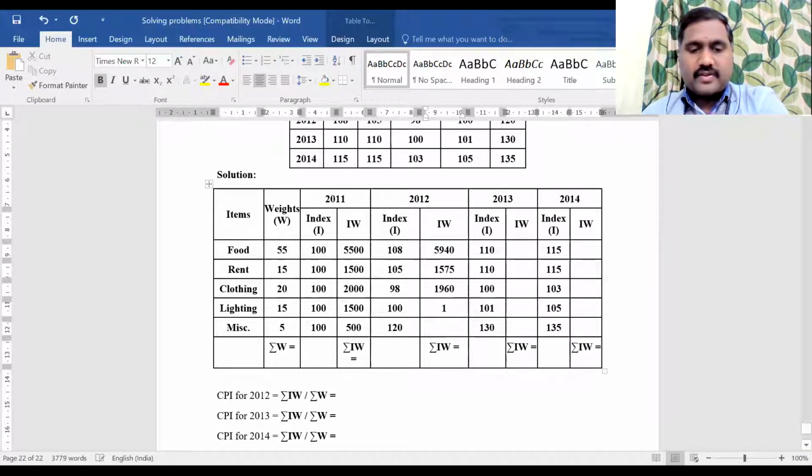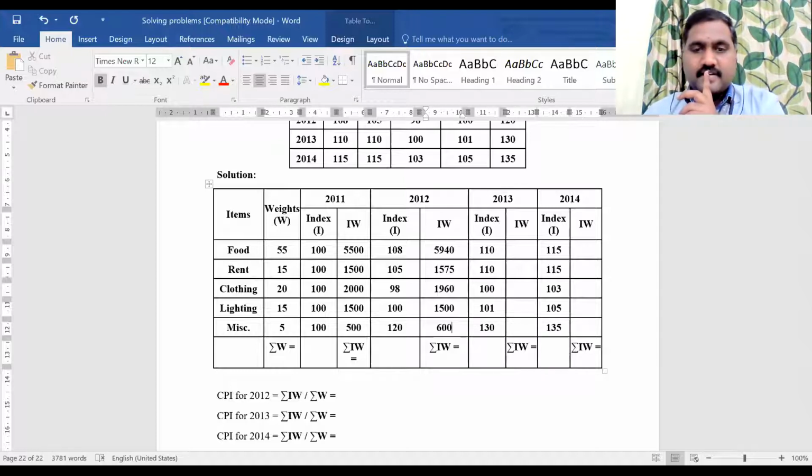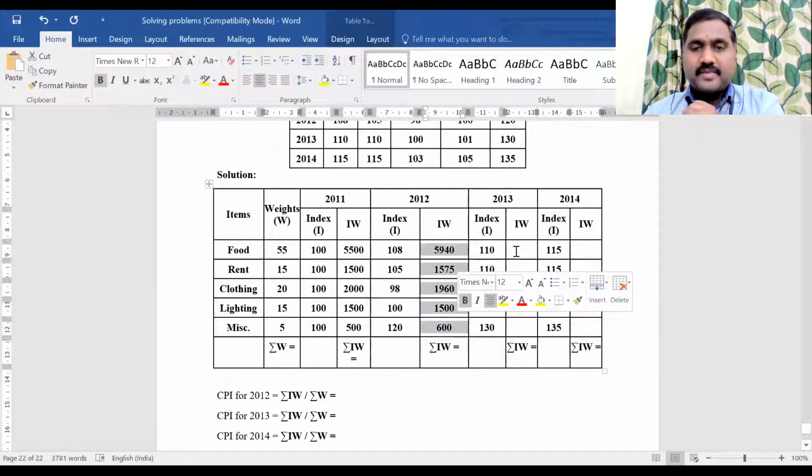This is the 1,500. This will be 600. Is it right, Arvind? Yes, yes, Vidya, right. Okay. Now please cross check this value for 2012, whether all the values are right.